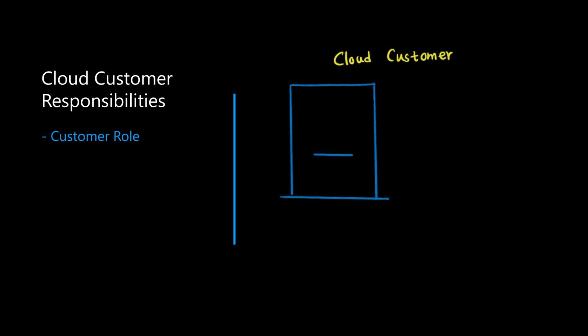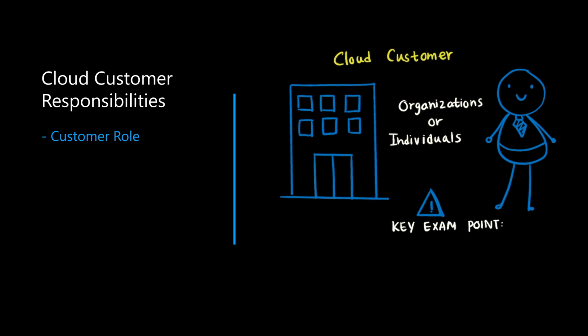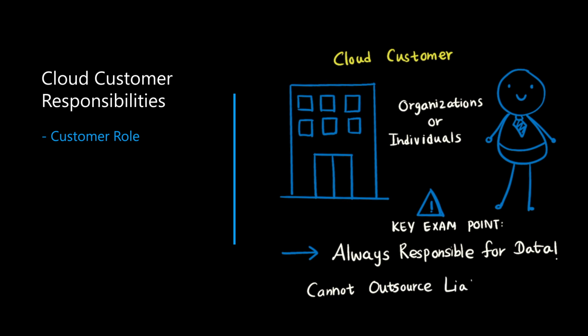The cloud customer is any individual or organization that uses cloud services. This could be a Fortune 500 company using AWS for their entire IT infrastructure, a small business using QuickBooks Online for accounting, or an individual using Google Drive for personal file storage. As a cloud customer, your responsibilities also vary by service model. In IaaS, you're responsible for everything from the operating system up, including all applications, data, and access controls. In SaaS, your primary responsibility is managing your data and user access. The key point for your exam is understanding that customers always retain responsibility for their data, regardless of the service model. You can outsource the processing and storage of data, but you cannot outsource the liability for that data.